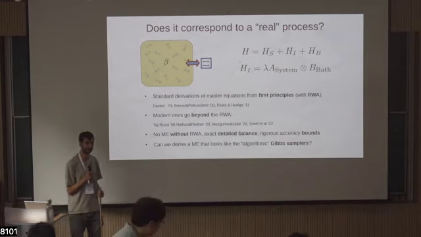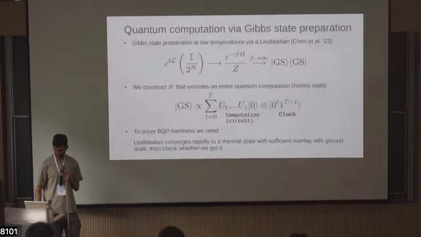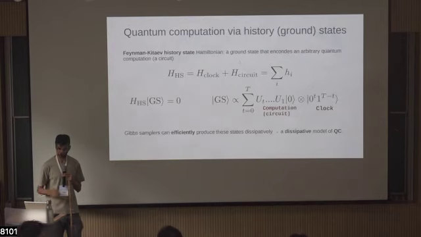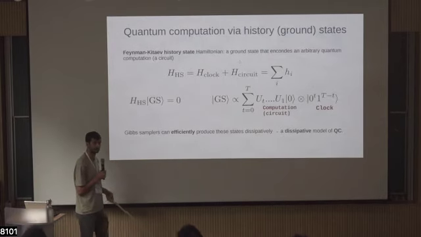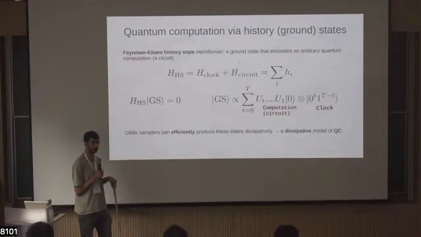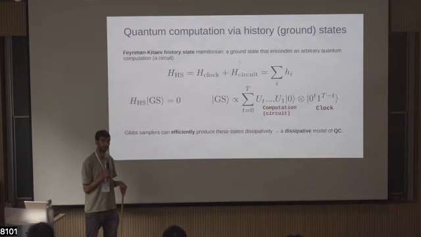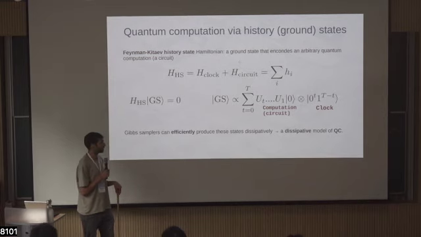Okay, very nice talk. Could you go back to your Feynman-Kitaev history state? Somewhere here, maybe. Oh, here. Okay, look at this. You have the unitaries U1 up to UT. What is this? Is it stochastic or something else? What is your process on this unitary process?